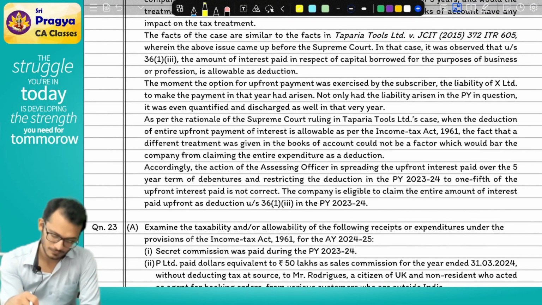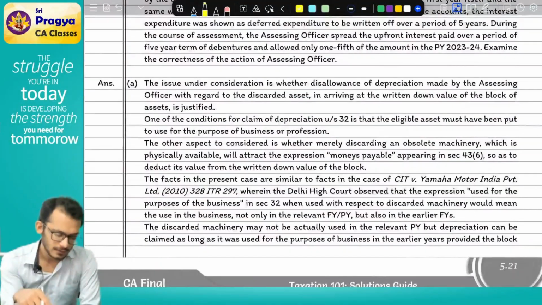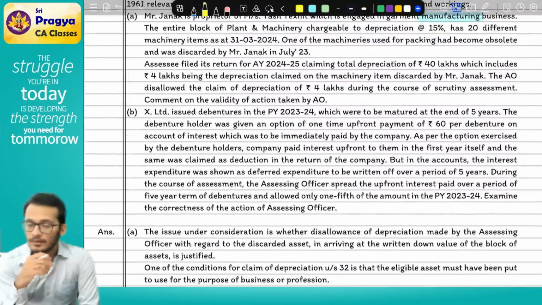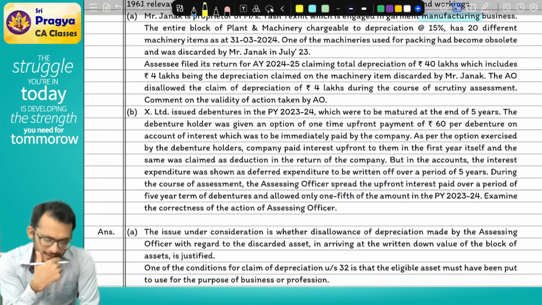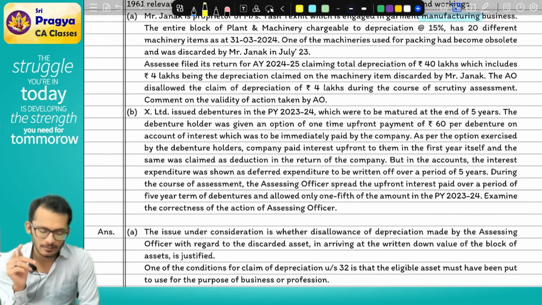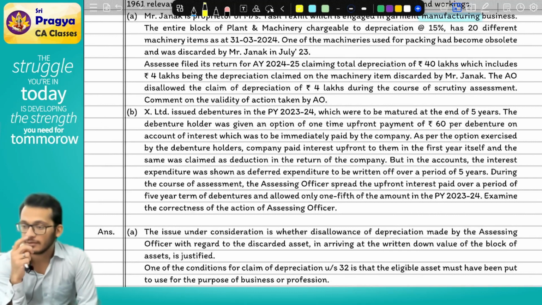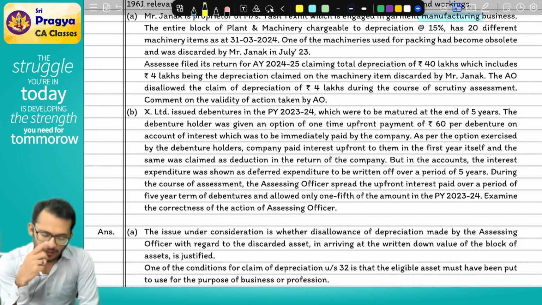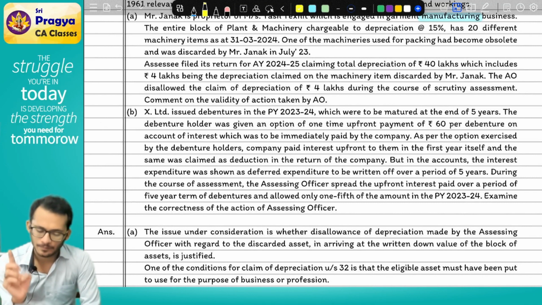Yes. Scenario number 2. It says X Limited issued debentures in the previous year 23-24 which were to be matured at the end of the 5 years. The debenture holder was given an option of a one-time upfront payment of 60 per debenture on account of interest, which was to be immediately paid by the company.